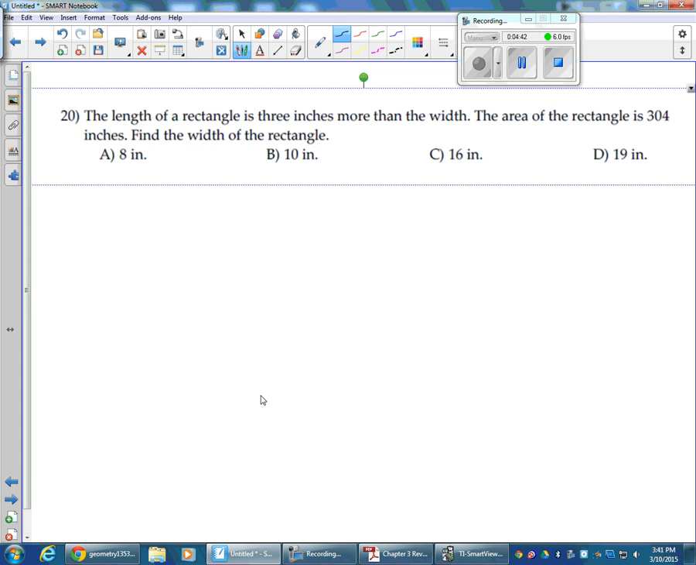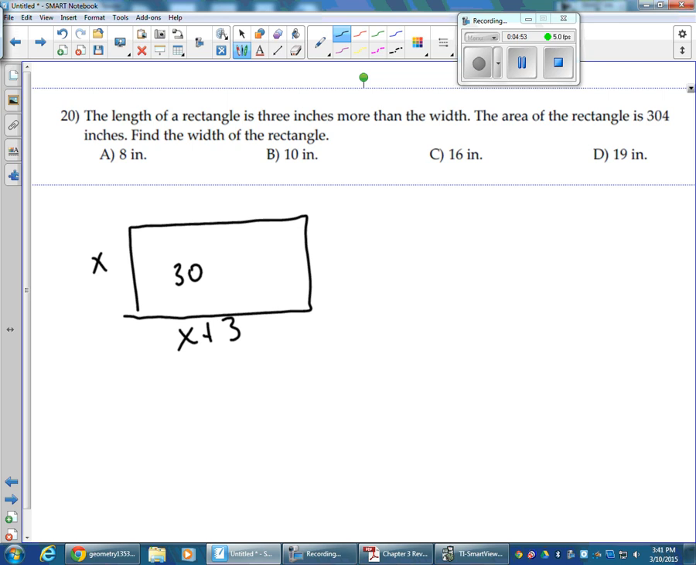All right, number 20. The length of a rectangle is 3 inches more than its width. So I've got a width of, let's just call it x, and a length of x plus 3. The area is 304. Find the width of the rectangle. So length times width is equal to area. I'm going to distribute this. x squared plus 3x equals 304.